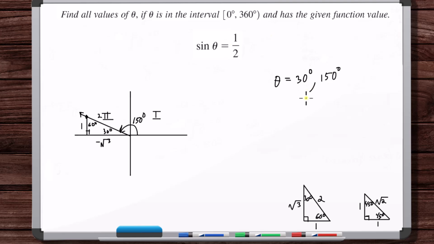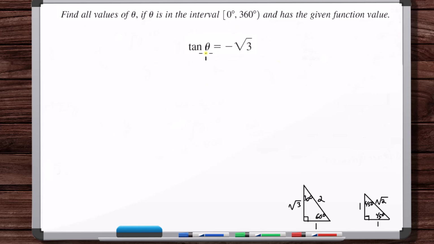And so is the sine of 360 plus 30. Sine of 390 is also 1/2. Sine of negative 330 is also 1/2. 360 plus 150 is 510. Sine of 510 is also 1/2. But it's just asking us for the thetas that are from 0 to 360.